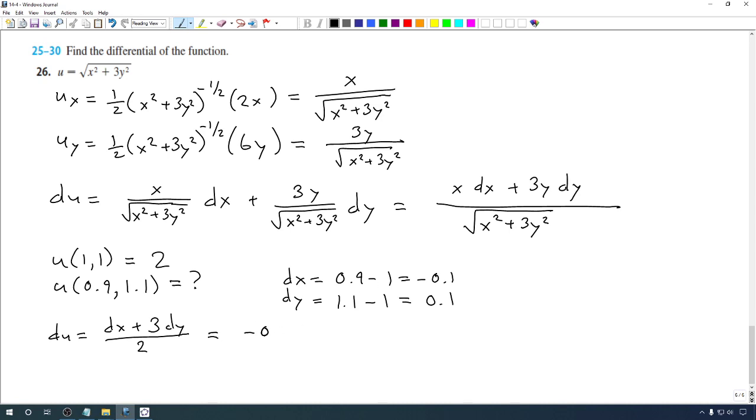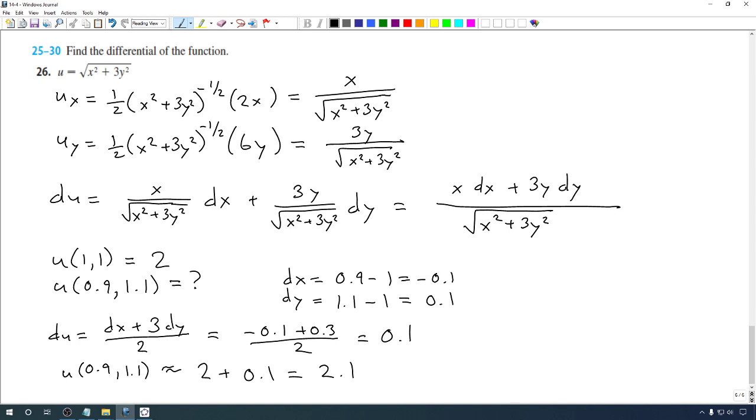So negative 0.1 plus 0.3, because that's 0.1 times 3. Divide that by 2. The top actually is a positive, when we subtract the 0.1 from the 0.3, we get a 0.2. And when we divide that by 2, we get a 0.1 again. That means that the value for u of 0.9, 1.1 is approximately equal to our value from 1, 1, which is 2, plus that differential of 0.1. So it's approximately equal to 2.1.